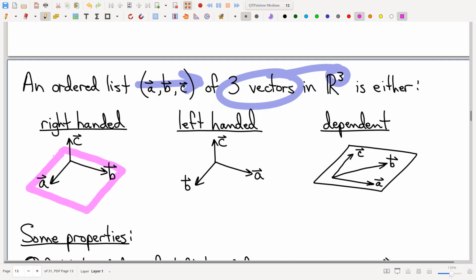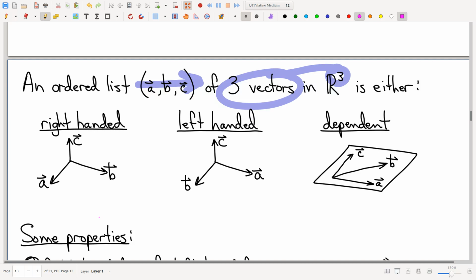Okay, you can try the same sort of thing with this trio of vectors over here. And again, A first, B second, C third. And if I try to do this with my right hand, I fail. But I can 100% do it with my left hand. Yeah?